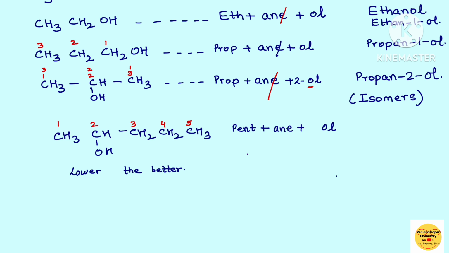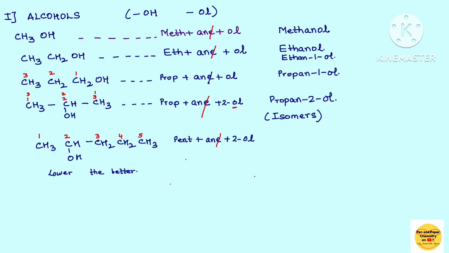What's the position of that functional group? 2. What do we eliminate? What do we remove? The E. Last step, what do we do? We just join the 3 parts and we have the compound pentane 2-ol. Okay, can you try and draw the structure of pentane 3-ol? Try it.